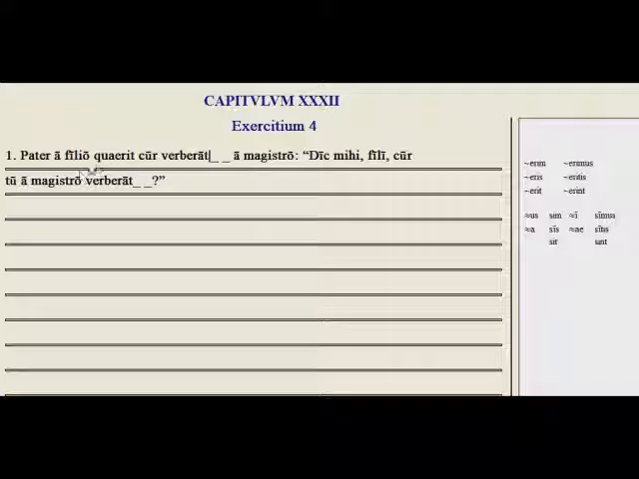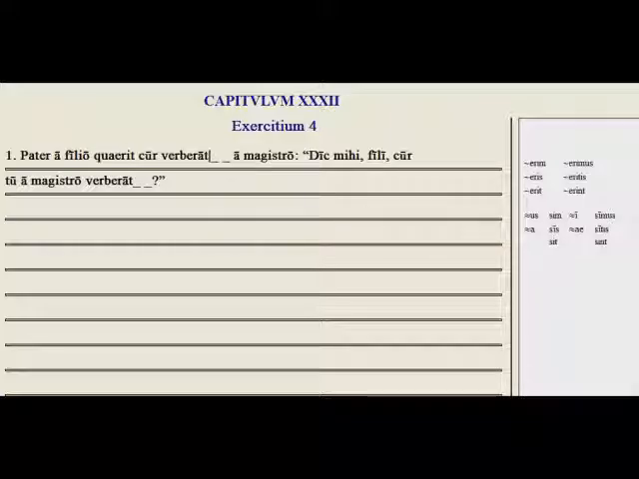We have: Pater filio quaerit cur blank a magistro, dic mihi fili cur tu a magistro blank. So the father asks his son why he was beaten by the teacher. We have an indirect question here. Why was he beaten by the teacher? And so indirect questions are formed in the subjunctive. So we need to put this in, and you say, why was he beaten?